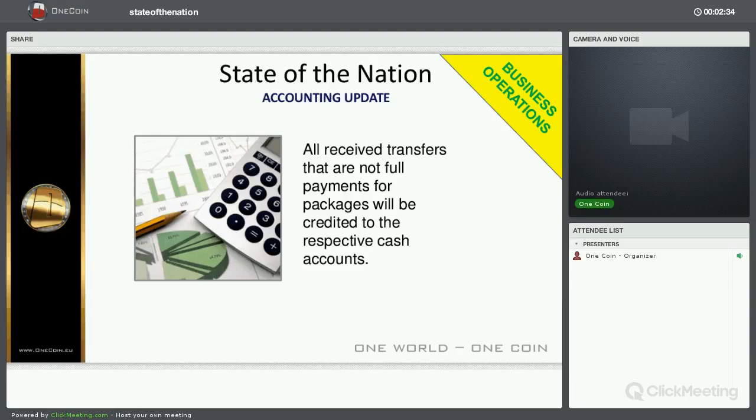Now, one quick update, just again to reinforce an opportunity: if we receive transfers that are not full payments for packages, we will credit the respective cash accounts to make that up. Clearly, this is something we have to do, and I just want to reinforce that that's part of how we do the processes in our back office operation.